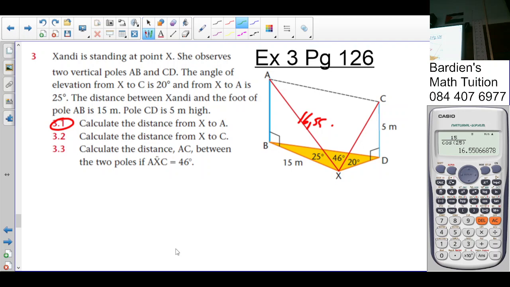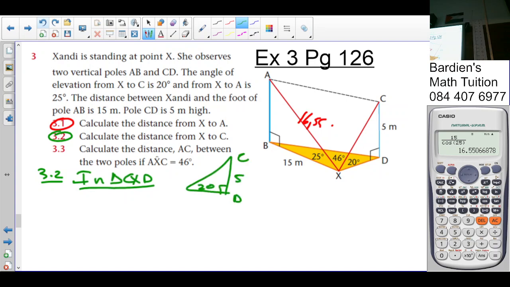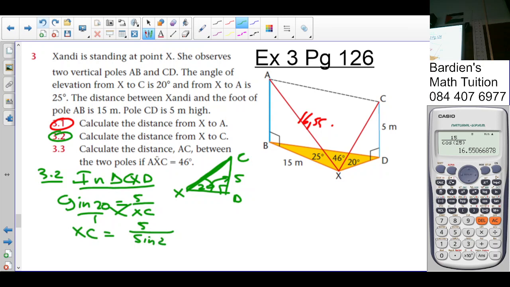Then we are told in 3.2, calculate the distance from X to C. That's what I want to calculate. Okay, so again, in triangle CXD, we'll have a triangle looking like this now. XC, so which trigonometric function uses opposite and hypotenuse? Sine, so it's going to be sine 20 degrees equals 5 over XC. Cross multiply is going to be XC sine 20 is equal to 5. Divide by sine 20 both sides. XC is equal to 5 over sine 20.